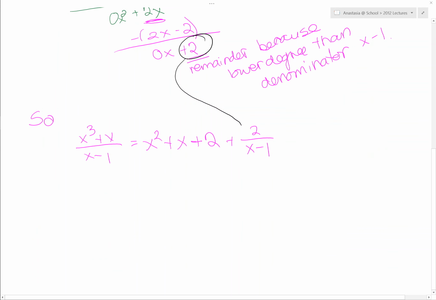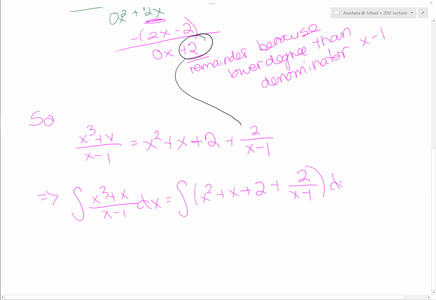Now, the reason why we use long division is, remember that we're trying to integrate. So we have the integral of x cubed plus x over x minus 1. If that is equal to x squared plus x plus 2 over x minus 1, then the integrals of those two things must be equal. So the integral of x squared plus x plus 2 over x minus 1 dx. Now, let's think. We have x squared, we can integrate that. We have x, we can integrate that. 2, we can integrate. And even the 2 over x minus 1 we can integrate.